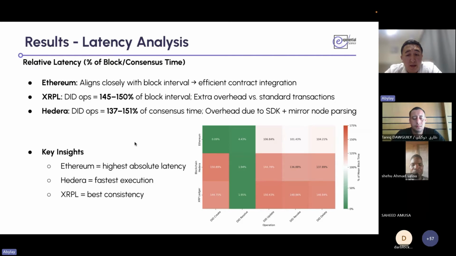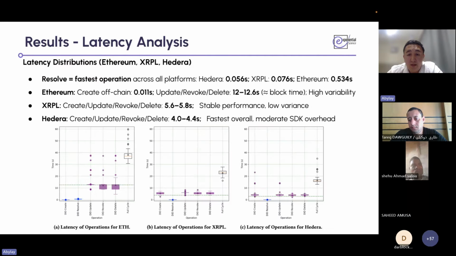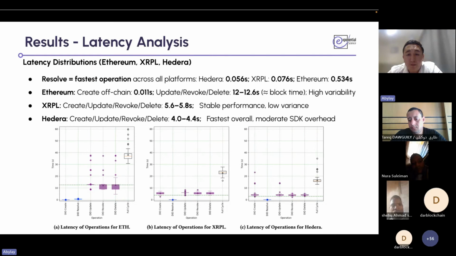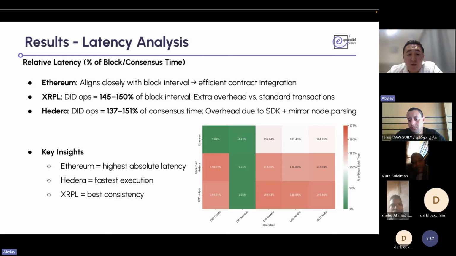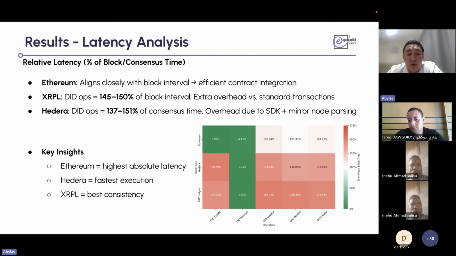So the latency analysis showed us Hedera has the fastest execution. XRPL is best in terms of consistency, showing low variance and stable results. And Ethereum, despite the highest absolute latency, shows the lowest relative latency. So that's interesting.